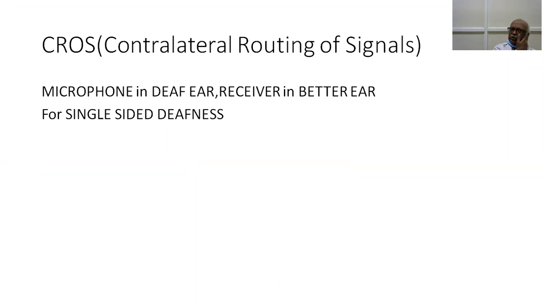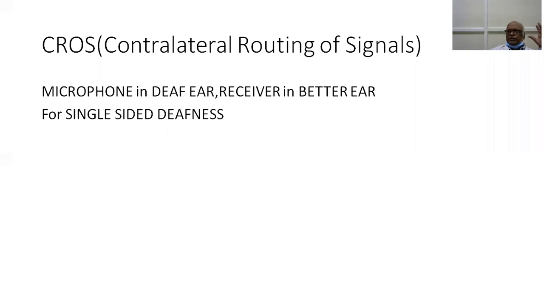So the patient will be using the microphone in the deaf ear and the receiver in the better ear, so that in the better ear the patient will be hearing normally. But the sounds that come through the deaf ear will also be received by the device inside the deaf ear, and they are carried into the normal ear by a wireless mechanism.